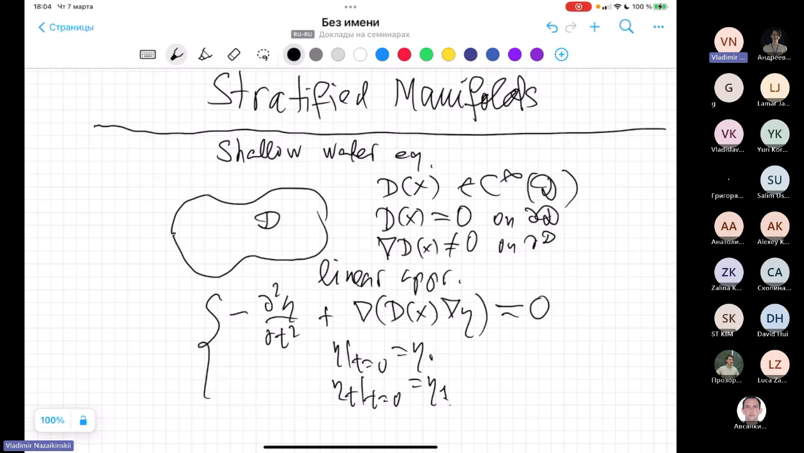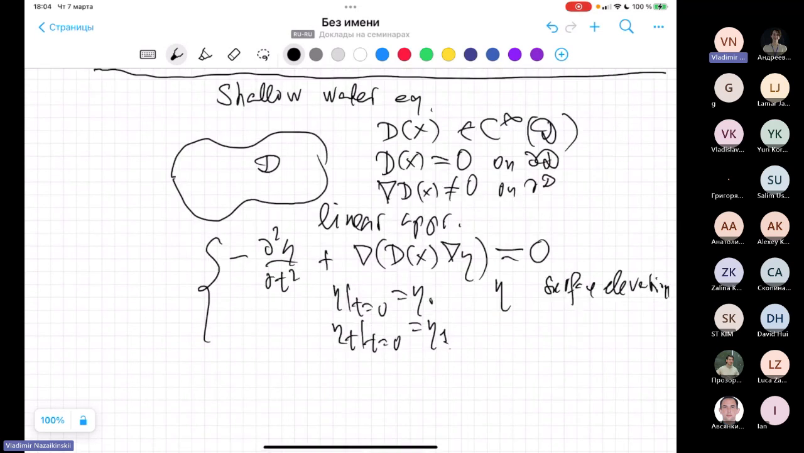So we have this wave equation for the function eta, which is the surface elevation. We see that this wave equation degenerates on the boundary. On the boundary, the function d is 0, so this wave equation degenerates on the boundary. This is one kind of equations which lead to the general constructions I will discuss here.